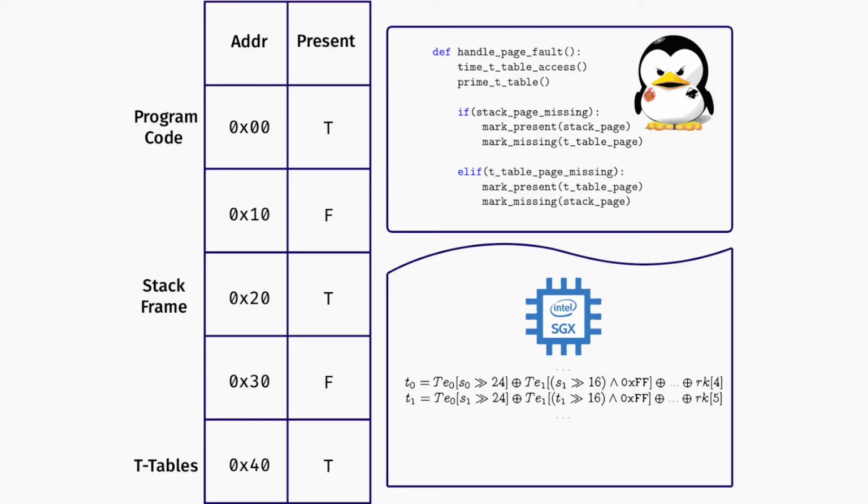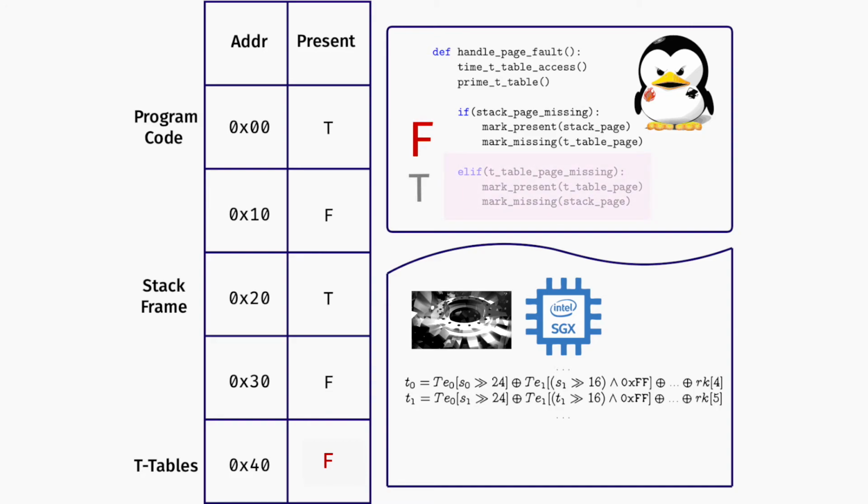Before the program is launched, the OS marks the present bit for the t-table page as not present. Execution then begins. It soon page faults, as the application running within the enclave is unable to access the t-table without a page fault. So, SGX traps back to the OS. The OS now executes the prime and probe attack.